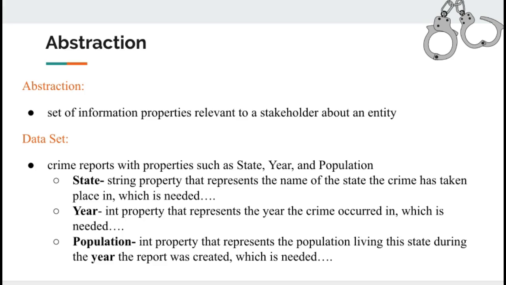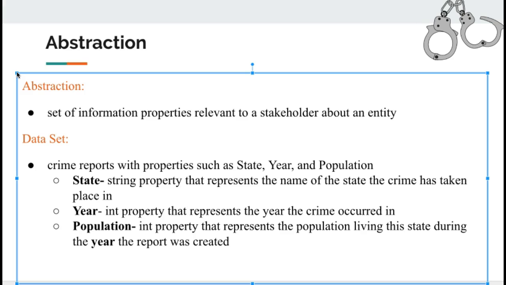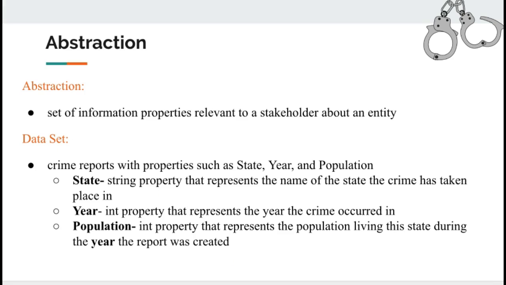We began by defining an abstraction, which is a set of information properties relevant to a stakeholder about an entity. The data set that we looked at was crime reports with properties such as state, year, and population. State, we decided, was a string property that represents the name of the state the crime has taken place. For our abstraction, we also needed the year, which we decided was an int property that represented the year the crime occurred in. Lastly, we decided that the population was another int property that represented the population living in this state during the year that the report was created.